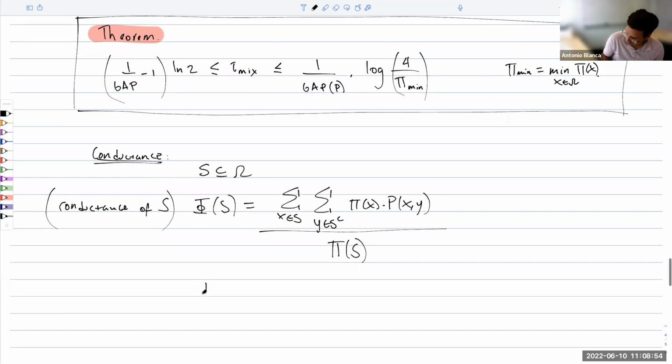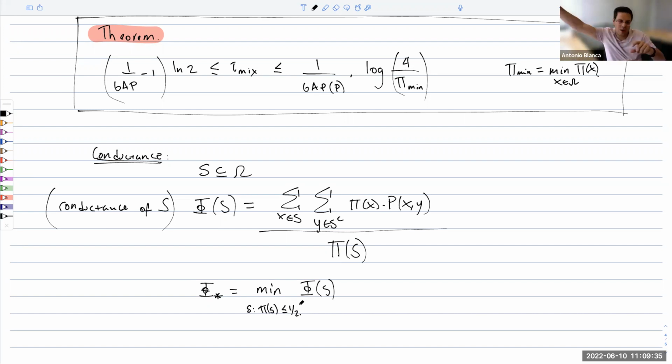Then we define the conductance for the whole chain as the minimum conductance of any small set, the S such that the probability mass is less than 1/2. And why is this useful? Because if you have some small set of the state space that has small conductance, it means that the chain has a hard time escaping this small set. And if the chain has a hard time escaping a small set, it means that when you're doing the exploration, you're kind of stuck in this small part of the big state space. That should delay your mixing time.